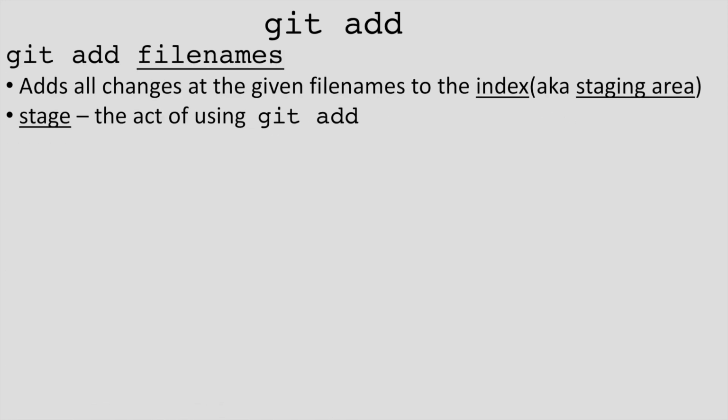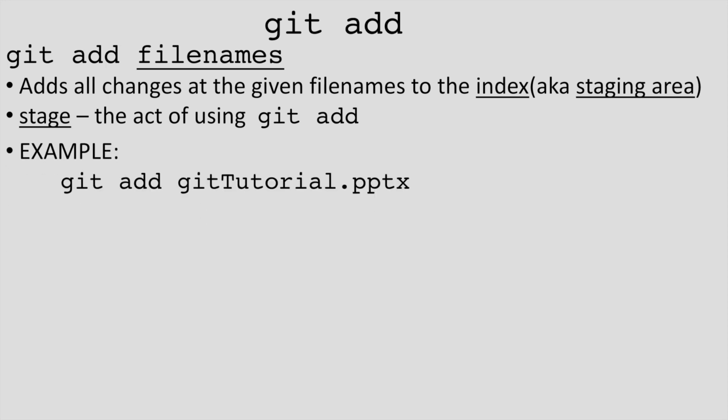Git add. The command git add file names adds all changes at the given file names to the index. The index is also known as the staging area, and it also has a lot of other names, but I use index and staging area. The act of using git add is stage. The changes are said to be staged. You are said to be staging the changes.